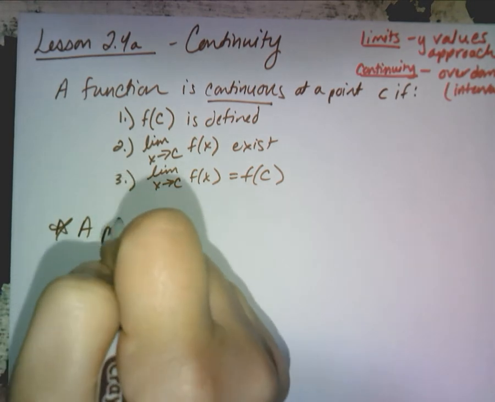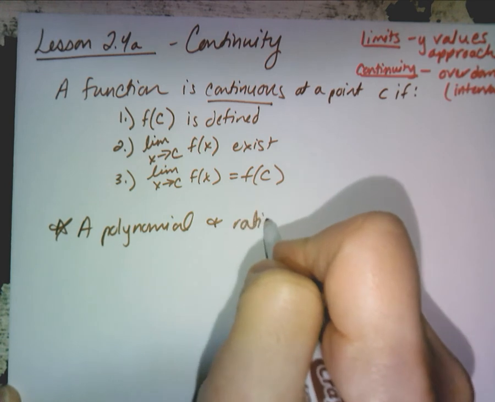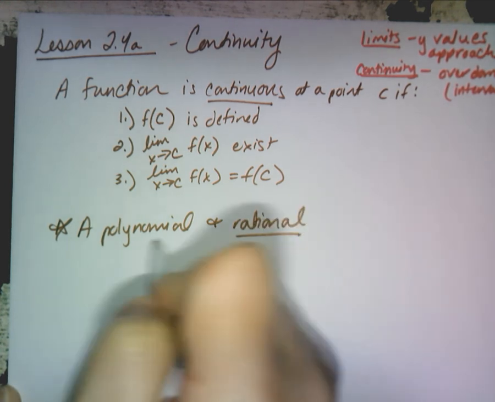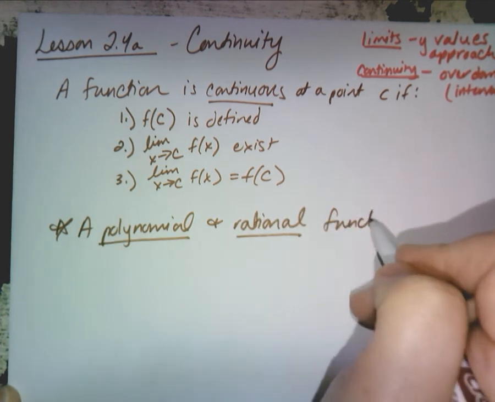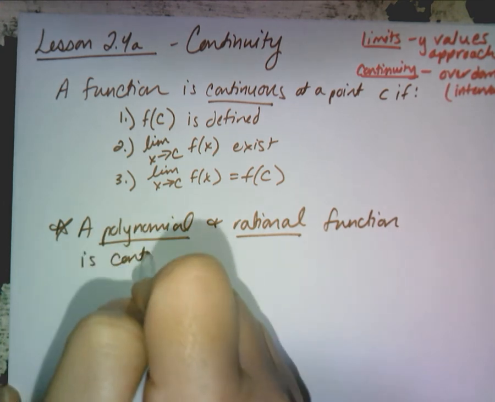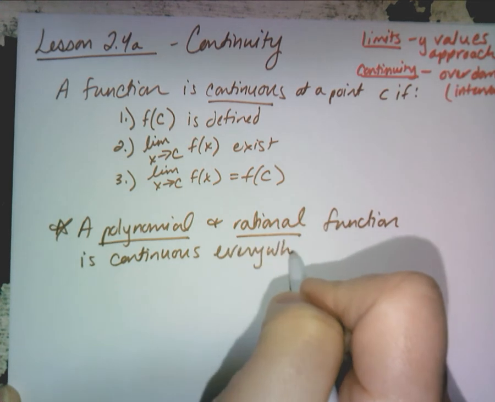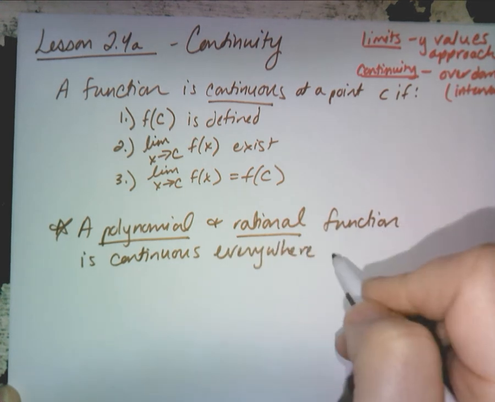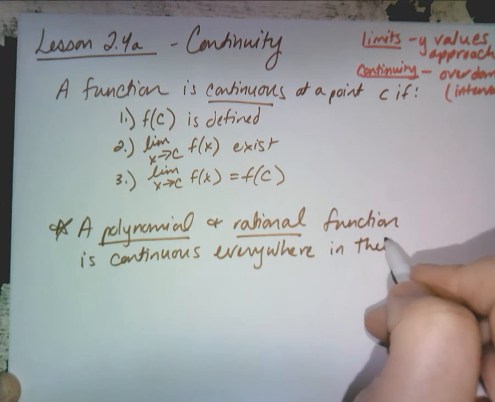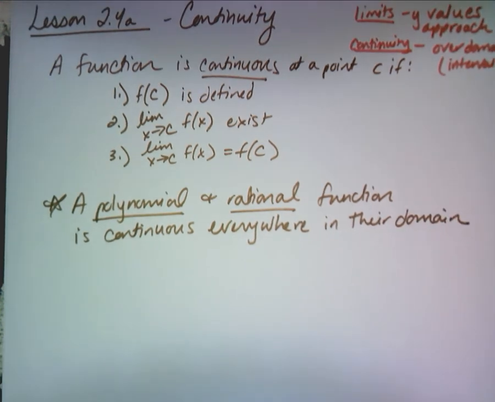All right, a polynomial and a rational function is continuous everywhere in their domain. A polynomial is continuous everywhere in its domain, and a rational function.